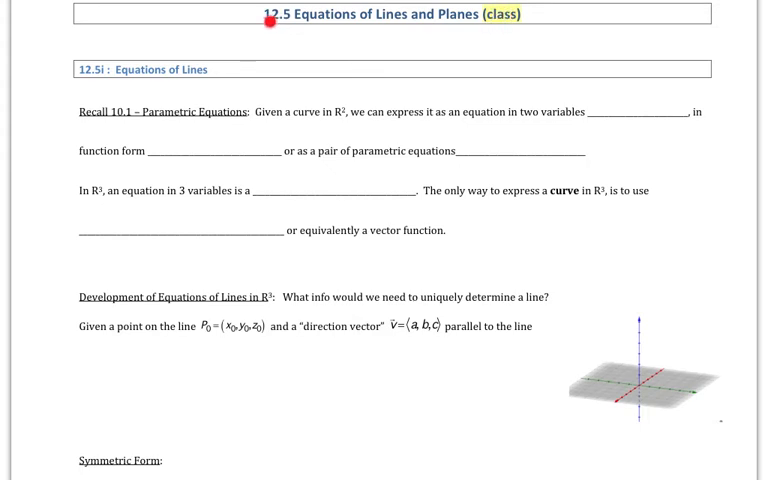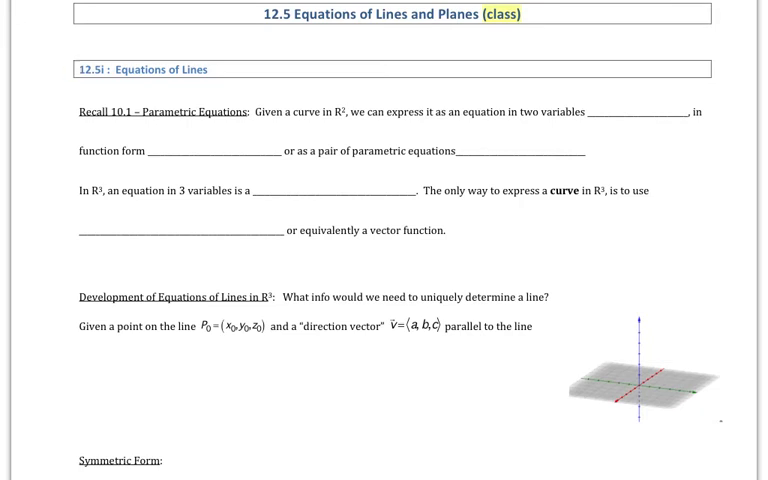This video is going to cover this material. So I break this section into 2 pieces. The first one is where we're talking about the lines, and the second one is where we're talking about the planes. The first part I called 12.5 part 1, just to break it apart.